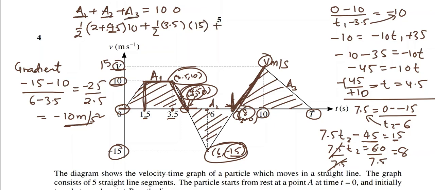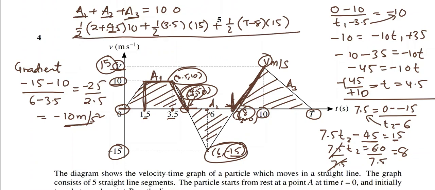Plus A3. Now we know A3 also. It'll again be a triangle, half base from 8 to T. We don't know that, so let's call it T minus 8. But height is known to us. It's 15, we just found out. So in this whole equation, the only thing we don't know is T, and we'll find it.